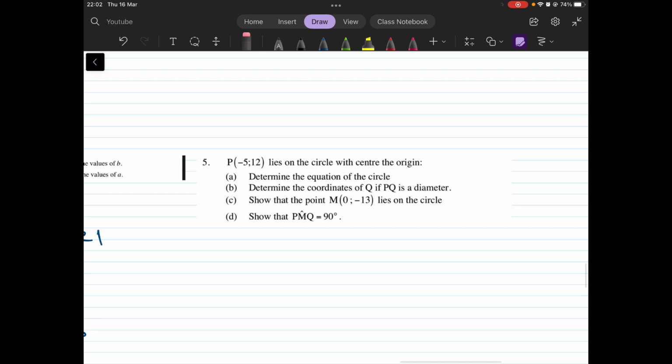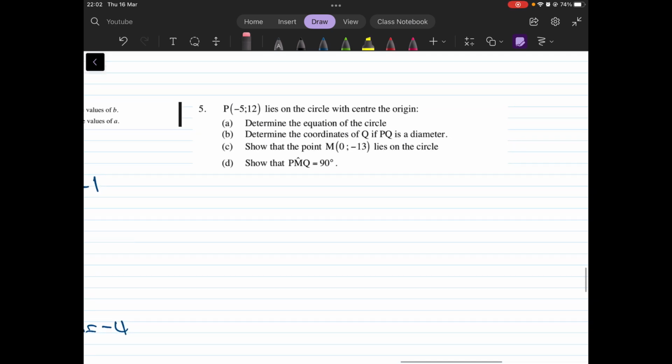Number five, what's going on here? We are given a point, it lies on a circle, and that circle has the origin as its center. So we are back to the standard equation, like that. And then what are we given, or what are we being asked to do?